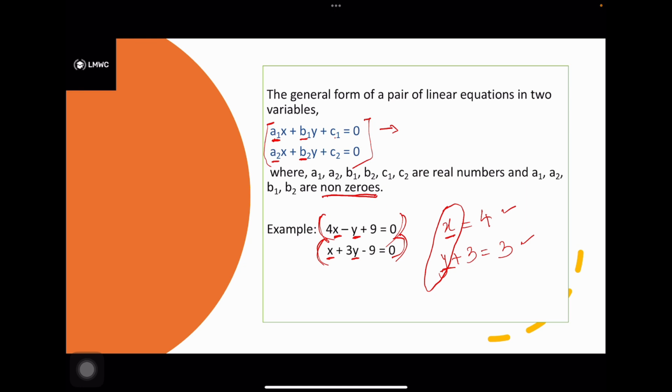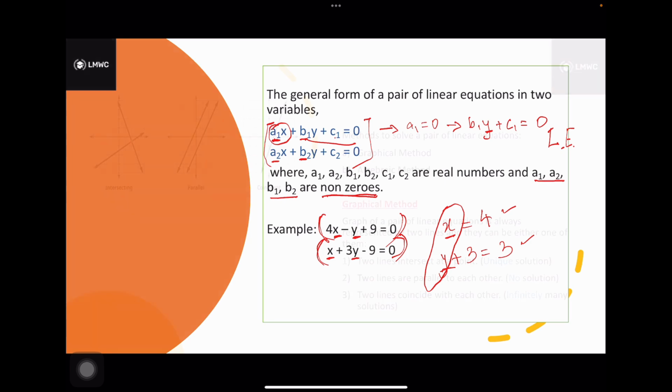So let's say that in the first equation, a1 is equal to 0. So let's say the coefficient of x is equal to 0. What will happen is these equations will be b1y plus c1 equals 0, because if you take a1 as 0, then 0 times x is equal to 0, so this whole term will become 0. So you are left with only this. And here the only variable we can see is variable y, and that leads to a linear equation in one variable, right? Therefore you have to keep in mind that a1, a2 and b1, b2 are always non-zero. So that is the general form of a pair of linear equations in two variables.